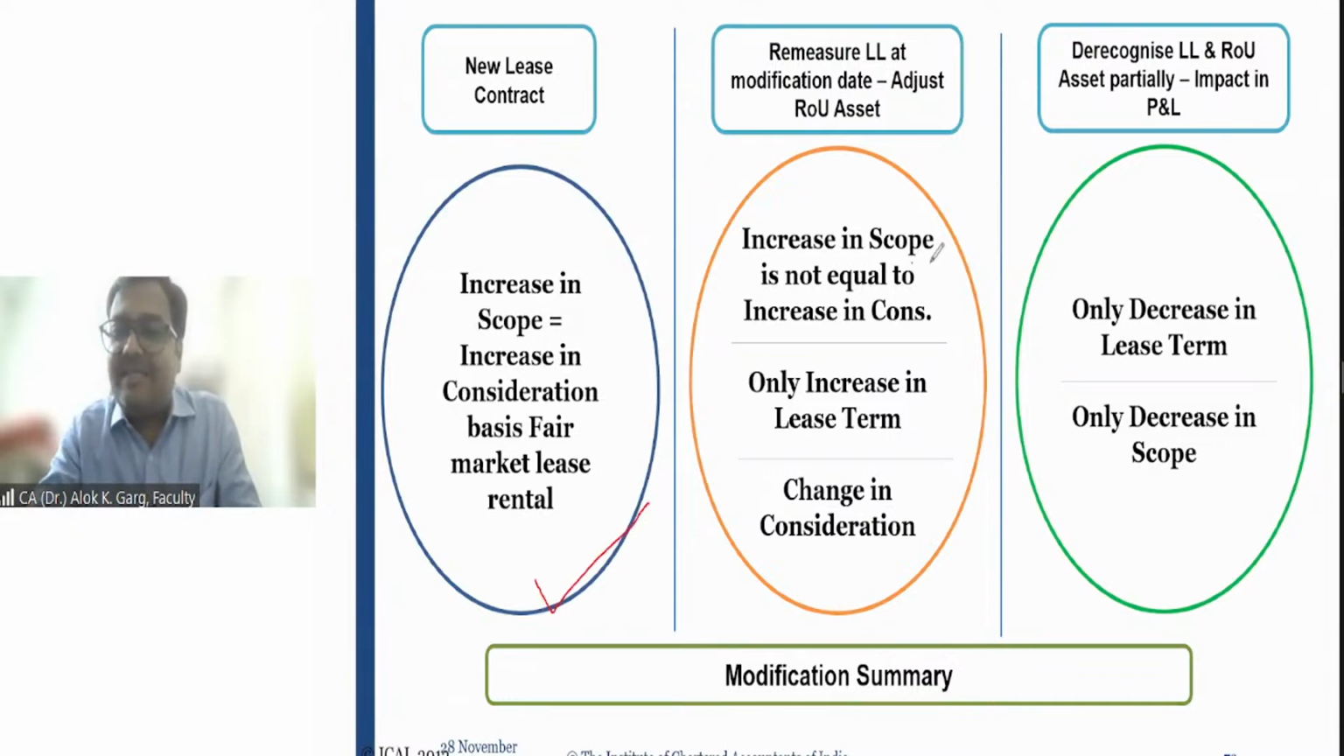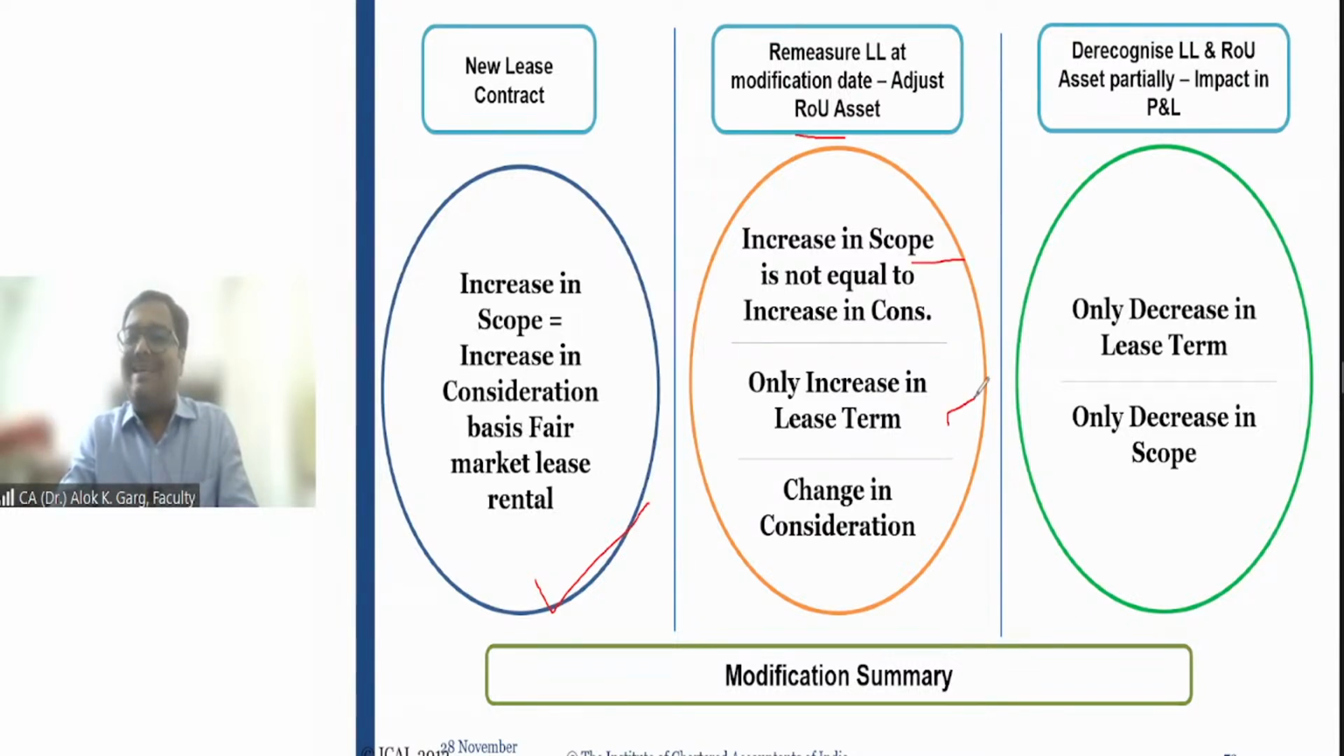Again, moving back to the summary, new lease contract we have all understood, right? If there is an increase in scope, but that increase is not in line with the market rental, then you need to remeasure your lease liability. You need to consider this as a change in the existing contract, and whatever change is there, you need to adjust your ROU asset.